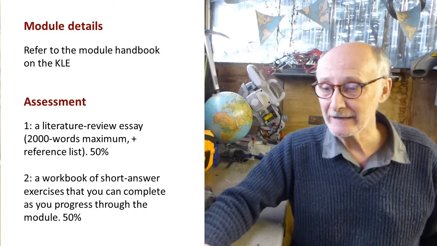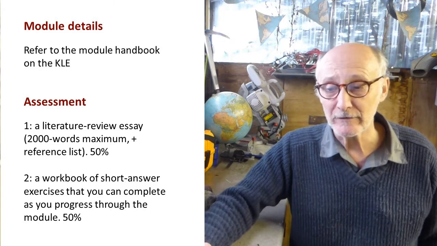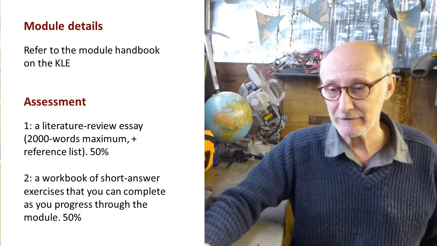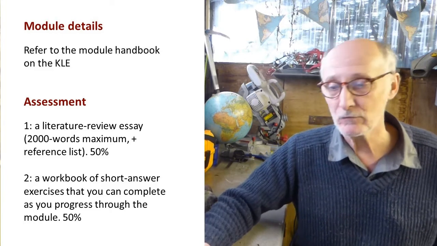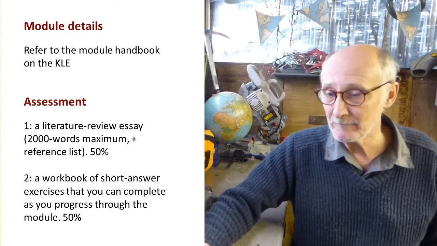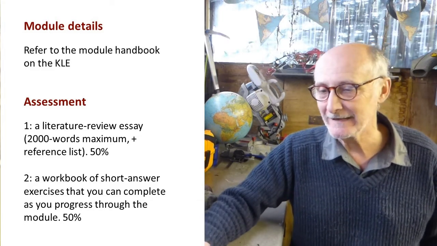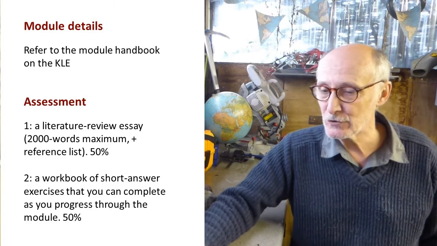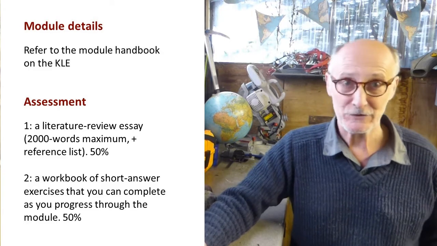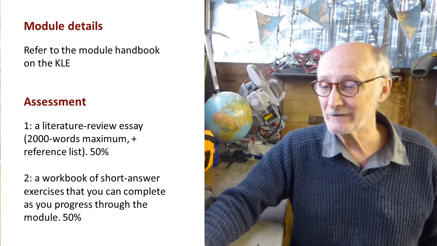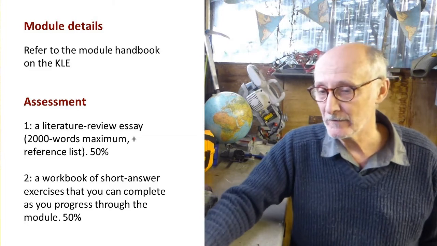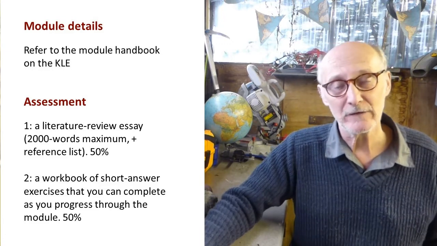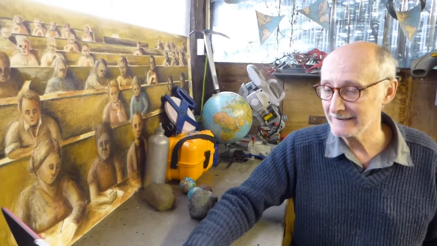You'll have seen from the module details that, as I just said, the assessment involves two components. First of all, a literature review essay, and secondly, a workbook of short answer exercises. The literature review essay has a 2,000 word maximum, with the usual 10% leeway that GGE offers, plus a reference list, and that takes up half of your assessment. And the short answer exercises are, as it says, short questions that you can provide short answers to week by week as you work your way through the module. I'll say more about the workbook in the session at the end of week 2 when we have our first live Teams meeting.